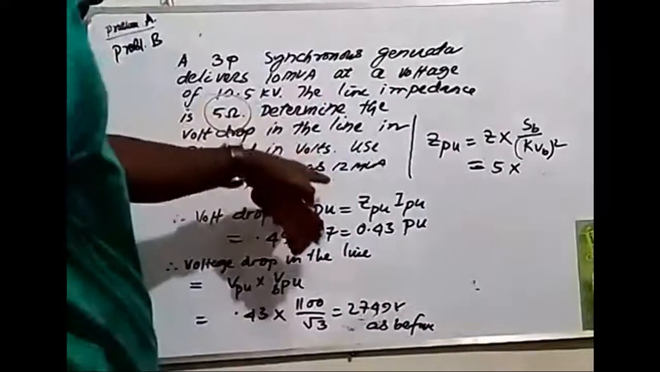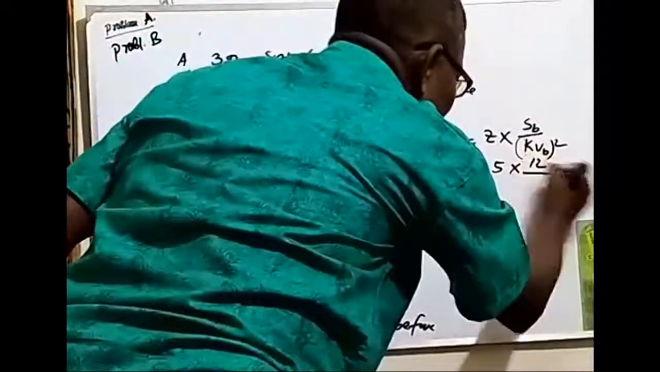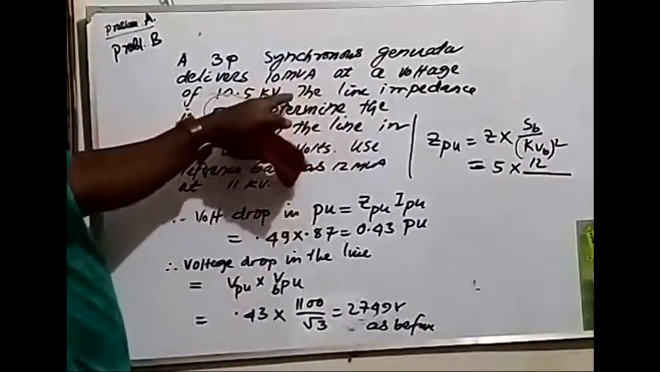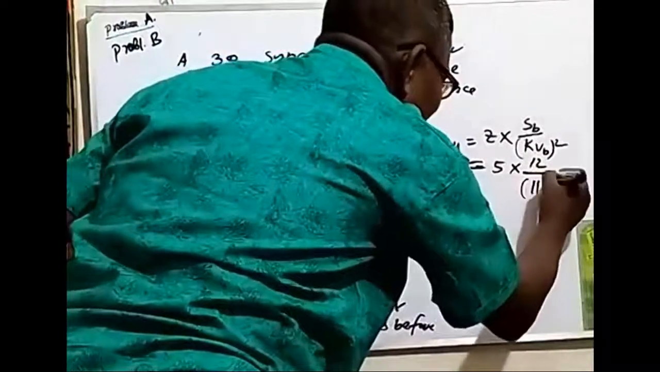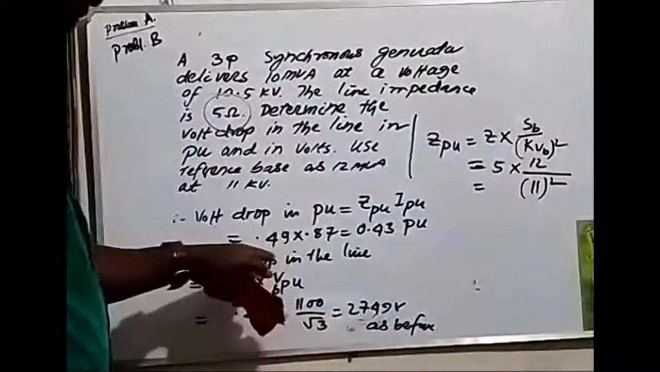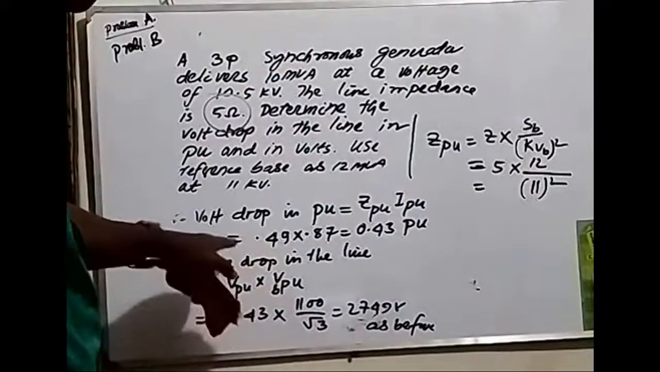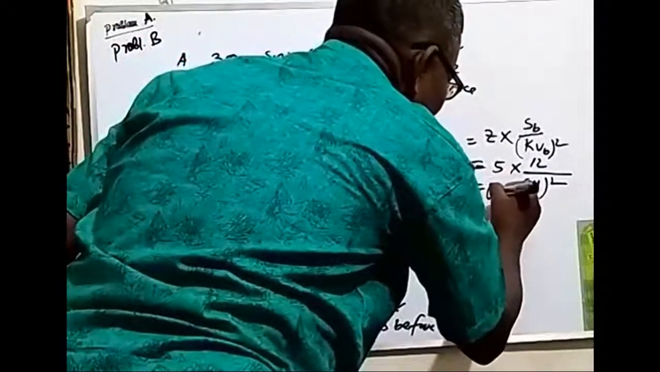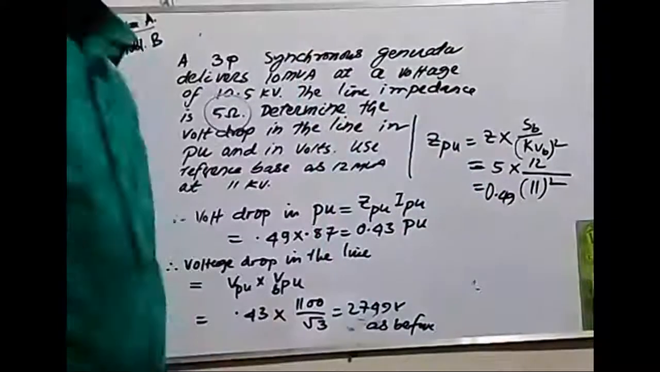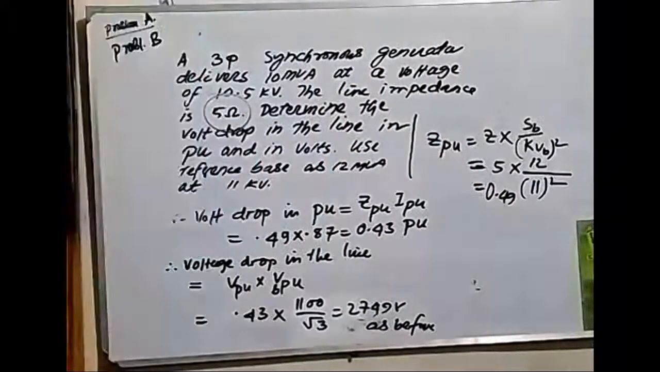SB is what? KV base is what? 11. Z per unit equals what? 0.49, sir. Thank you very much. You are studying very well.